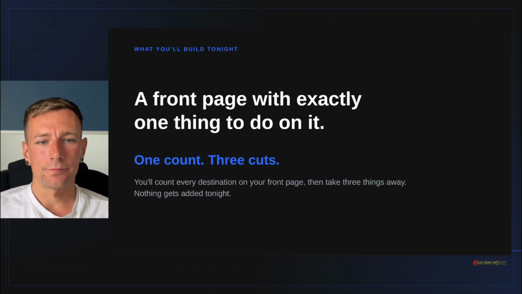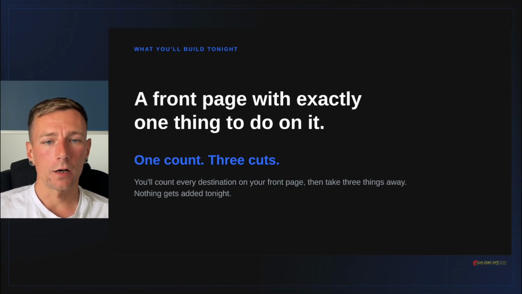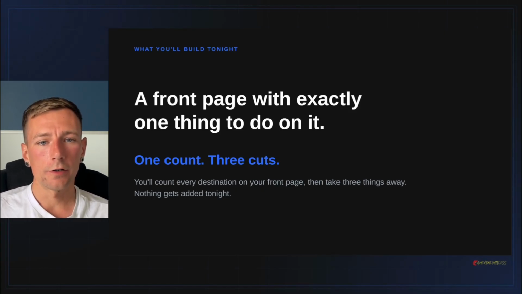By the end of tonight, you'll have a front page with exactly one thing to do on it. Not a prettier page, a shorter one. The method is one cut, one count, three cuts. You count what's there now, and then you take three things away. You don't add anything tonight. No new copy, no new design, no new tool, nothing to buy. This is entirely subtraction, which is why it's the fastest thing we've ever done on this channel. You can actually finish it before we go to bed.